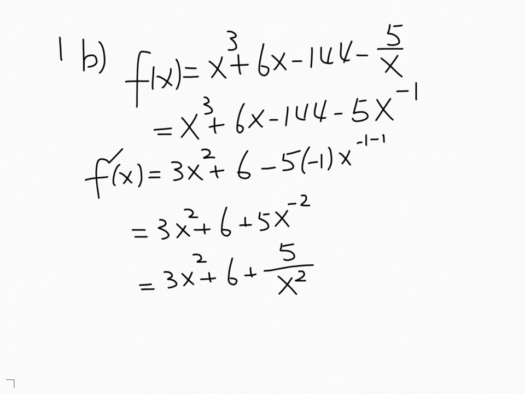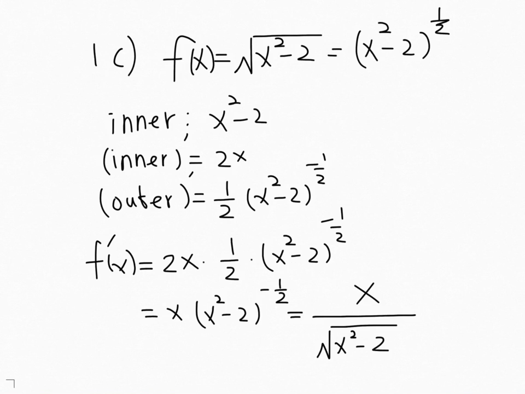Collect like terms, simplify if you can. So the final answer is going to be 3x squared plus 6 plus 5 times x raised to the negative 2 power. And you can definitely write the positive exponent by moving the x to the second power to the denominator.